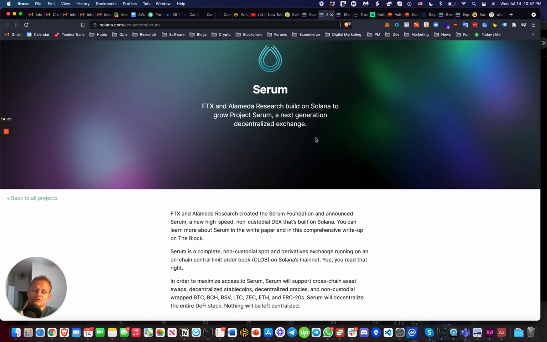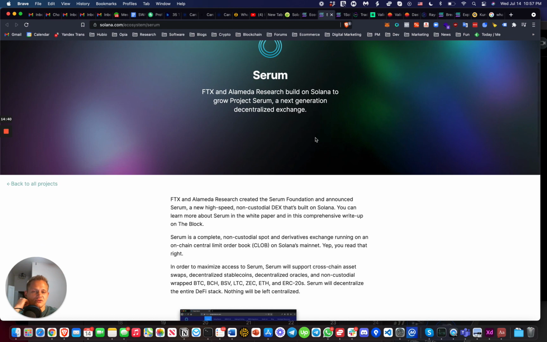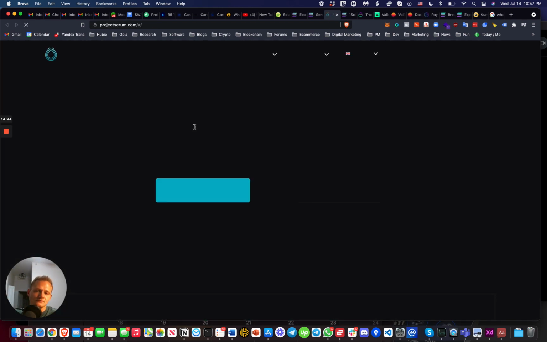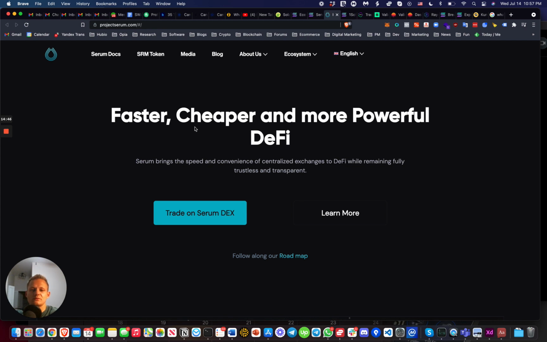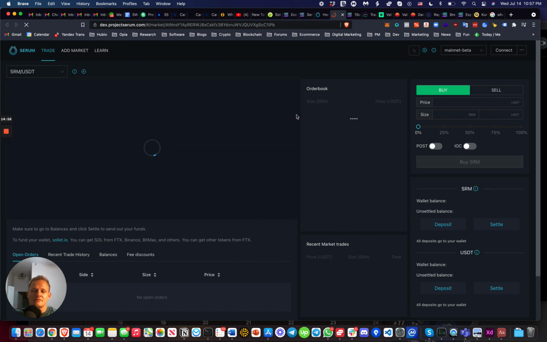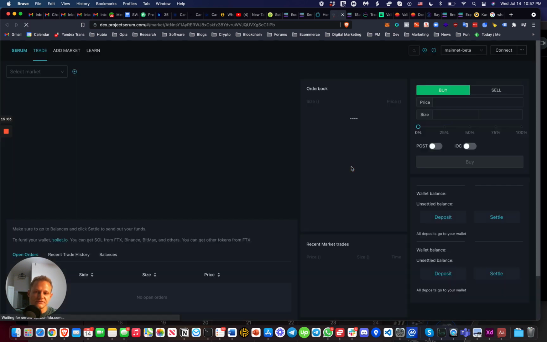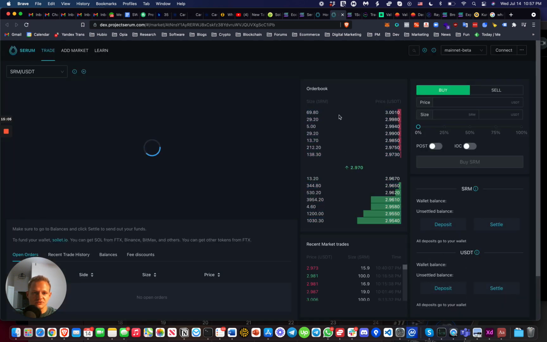FTX and Alameda Research build on Solana to grow Project Serum, a next generation decentralized exchange. Let's take a look. Faster, cheaper, more powerful DeFi. And straight on Serum DEX. This actually looks like a more traditional DEX rather than something like Uniswap.